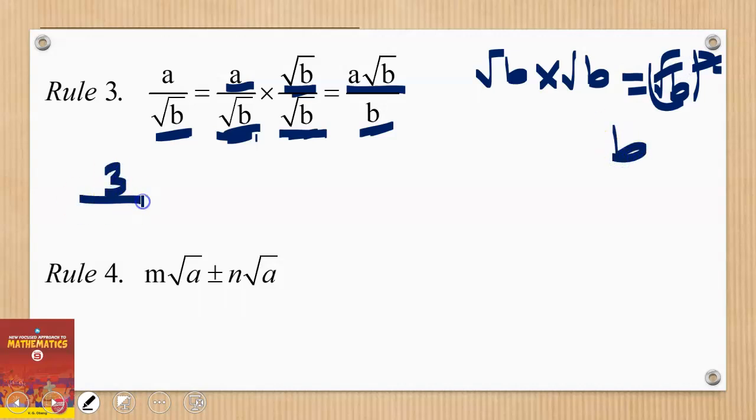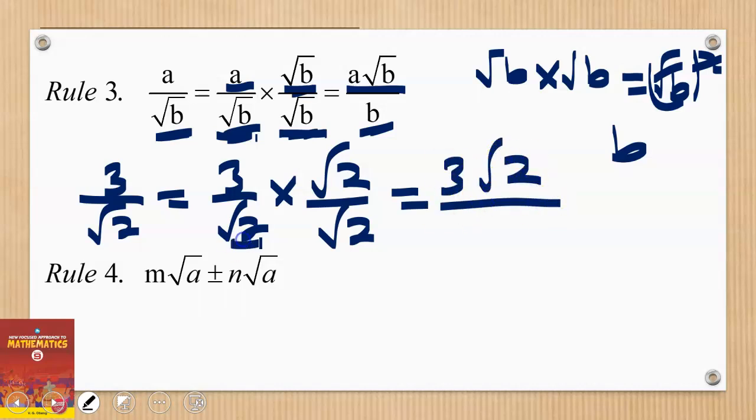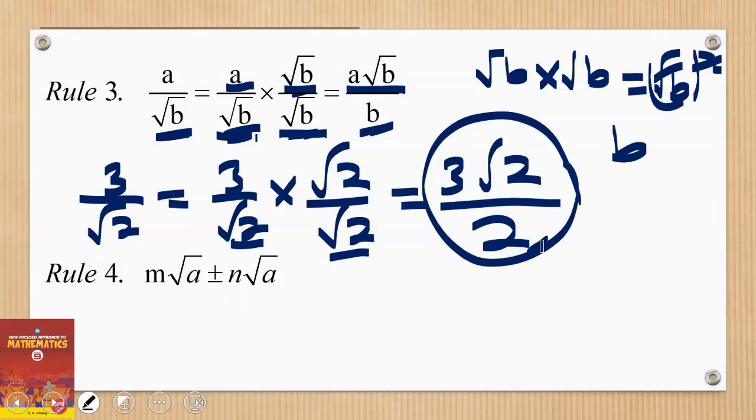So if I have, let's say, 3 divided by root 2, I can easily do this: 3 over root 2 times root 2 over root 2. And when I simplify this, I'm going to have 3 root 2 over root 2 times root 2, which will just give me 2. In that case, I've been able to make the denominator a rational number. Now let's look at rule number 4. Rule number 4 says that if we have m root a plus or minus n root a, since the roots are the same, we can add the coefficients and maintain square root of a.